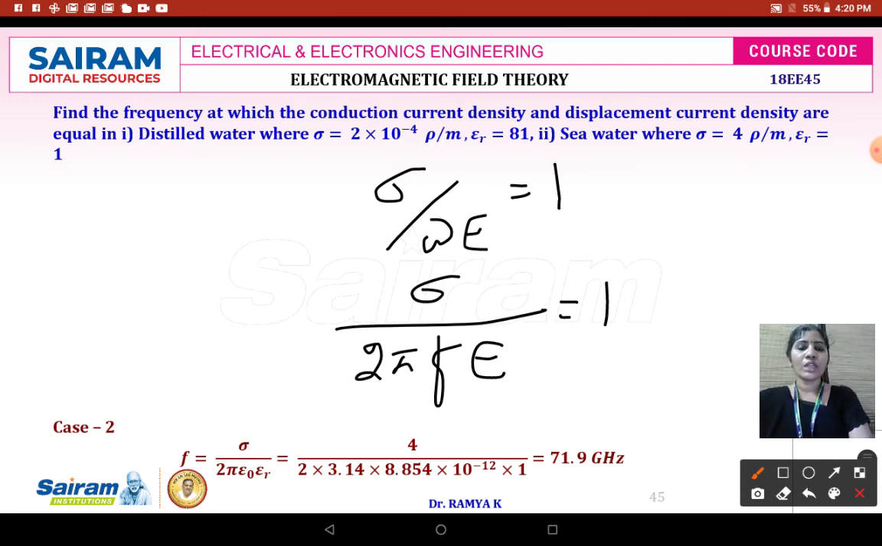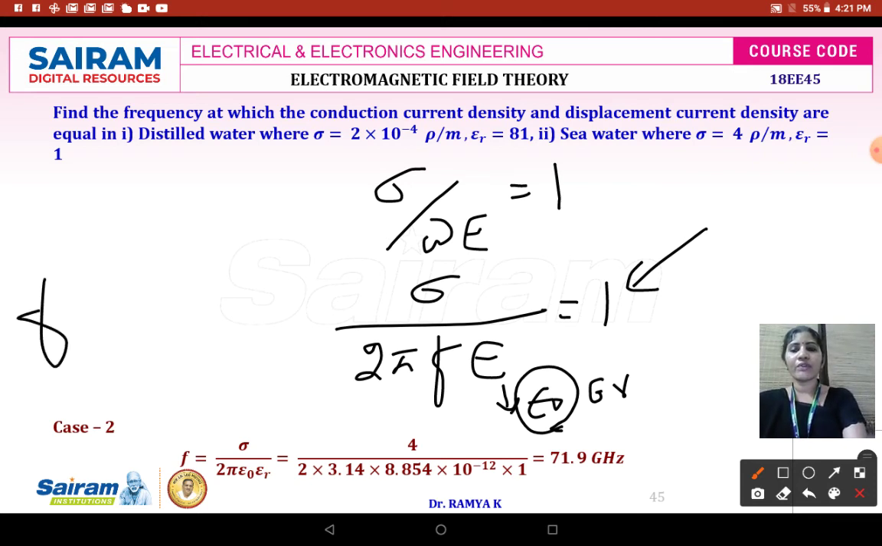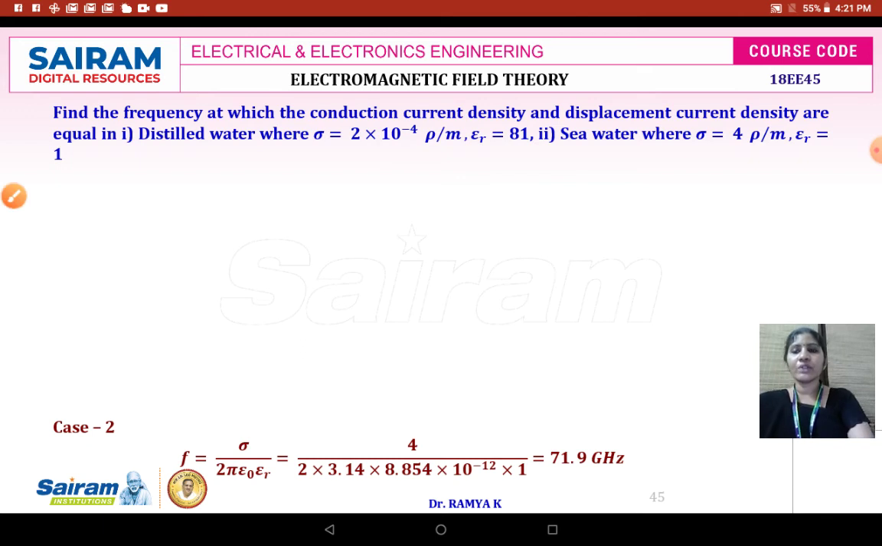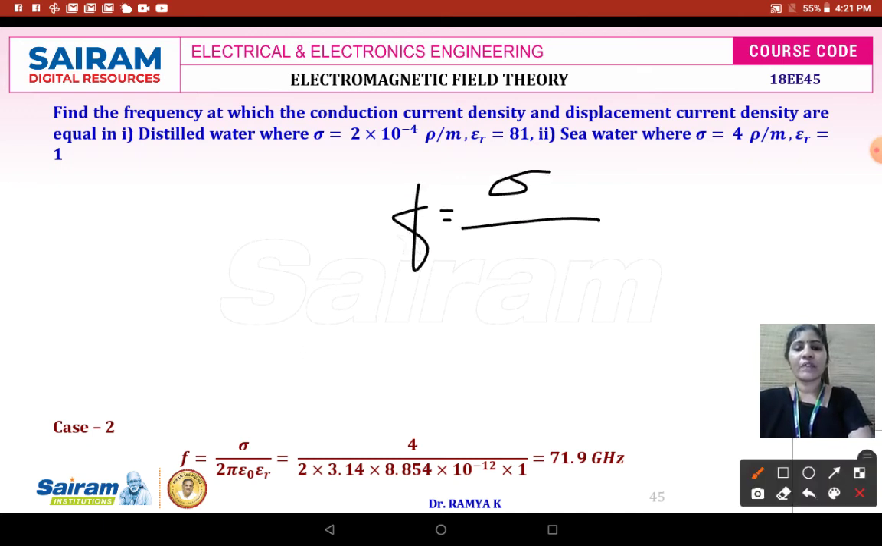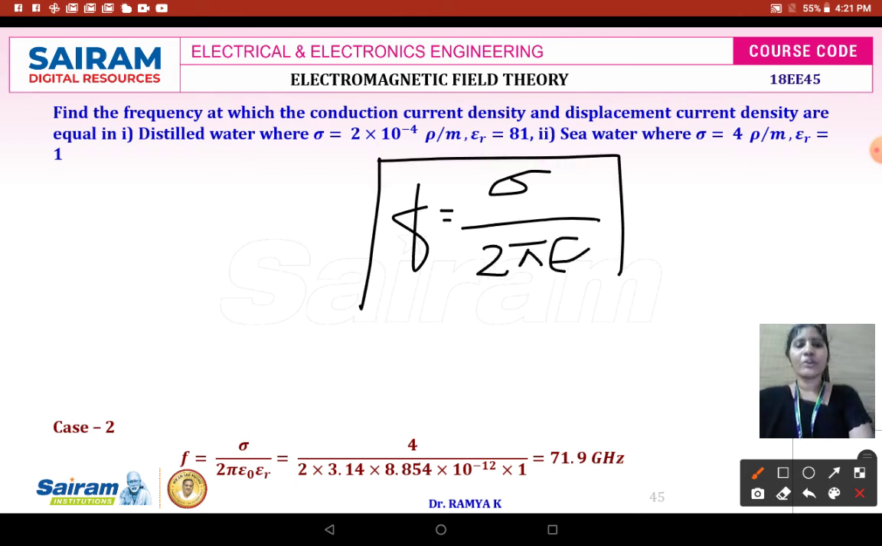Epsilon is epsilon naught into epsilon r. Epsilon naught is a constant, 8.854 into 10 to the power of minus 12. From this equation you can identify the value of f as f is equal to sigma divided by 2 pi epsilon. It is the value of the frequency that you can obtain for the different media.